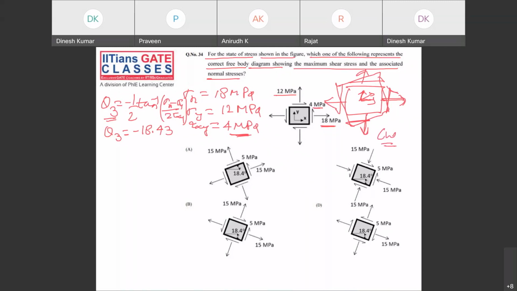So if you see the options given, we will see that also. But before that, a few more things we can find. One thing is sure, the element has to be rotated in clockwise direction.